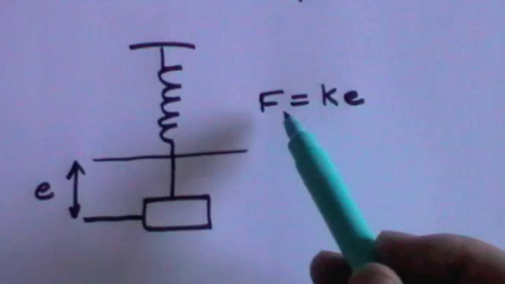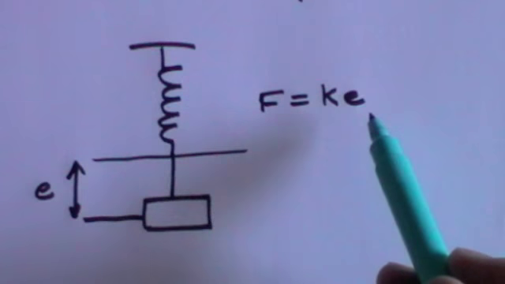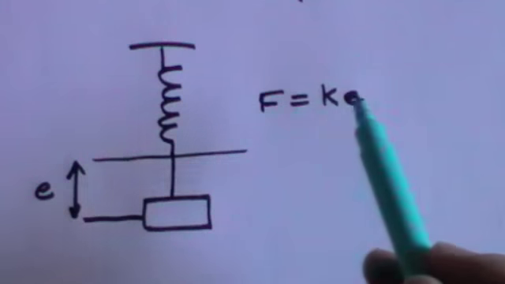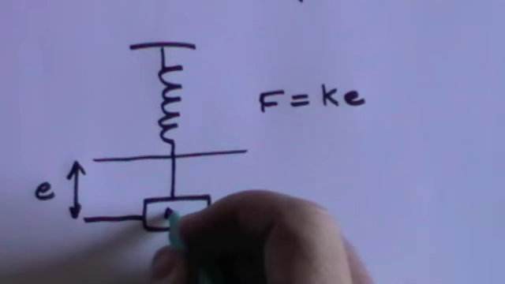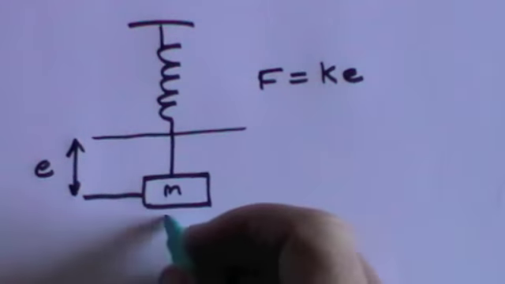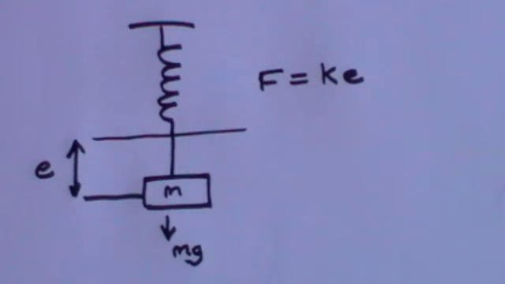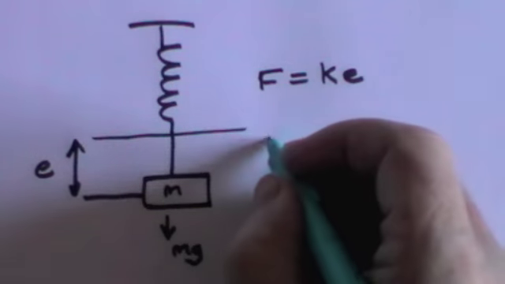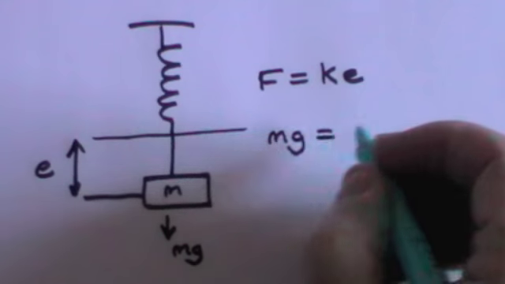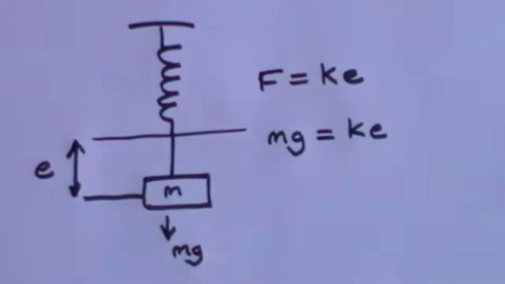But the force that you apply will determine the extension. The greater the force, the greater the extension. What is the force if I hang a mass on a spring? If that mass is m, then we know that the force that is applying is a force downwards of mg. That's the weight of the mass. And consequently we can say that mg is the force and that equals ke.